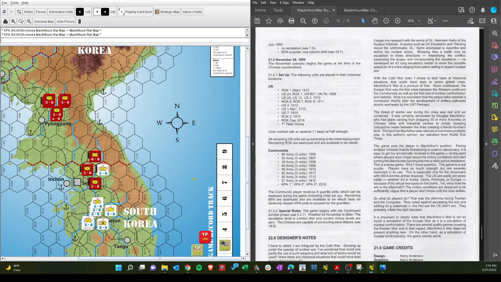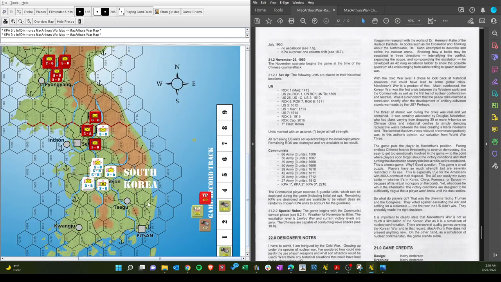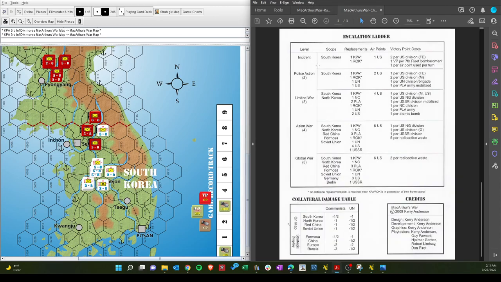So that's June 50. But you'll see July again, no escalation. So the UN can't escalate until August. And still one shift for that. So that gives, potentially, the North Koreans, I don't know if they can pull it off, two turns where there is no escalation. Which means the most the U.S. can do, they'll get one U.S. air point in the July turn.